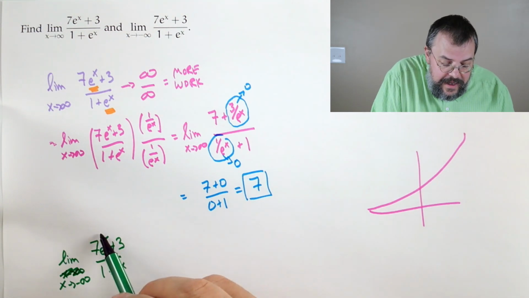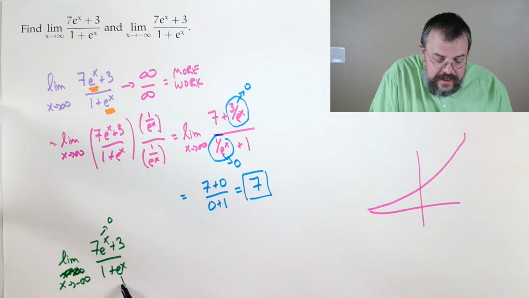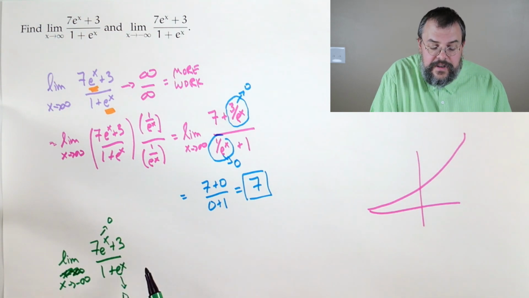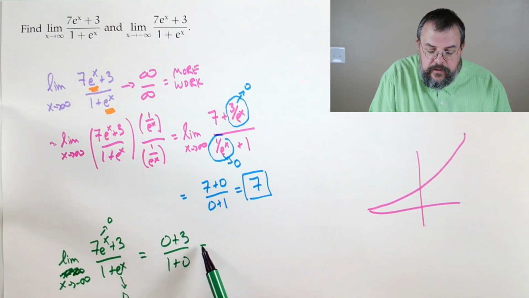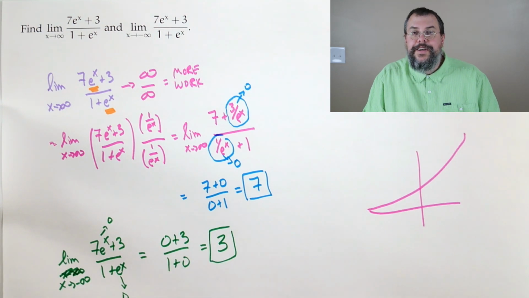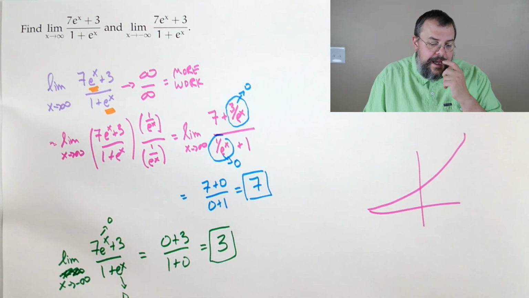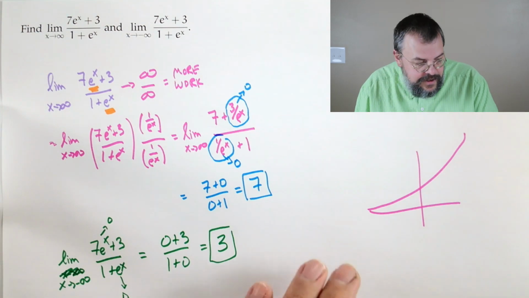So, that e to the x goes to 0, that e to the x goes to 0. And so it's just 0 plus 3 over 1 plus 0. Nothing strange happens. So the answer is 3. Okay, good. Nice, actually. All right, well, let's try another one.